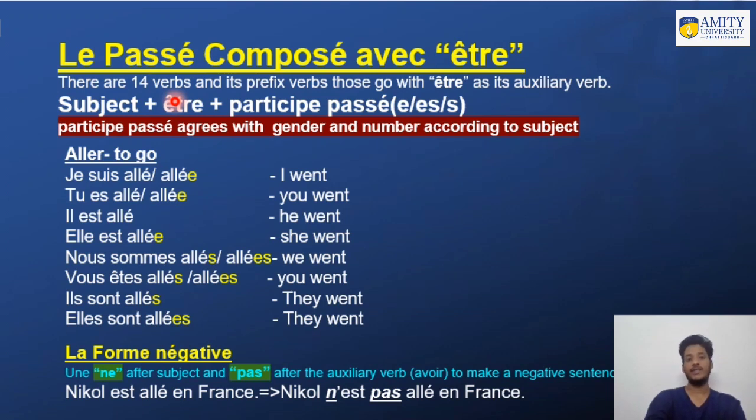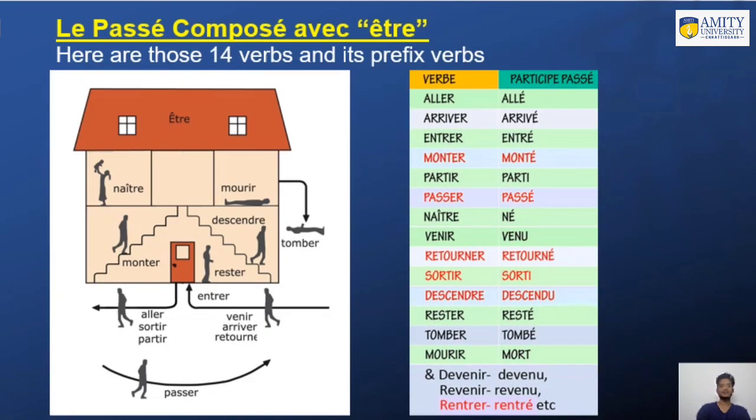I have told you in the beginning there are 14 verbs. Those verbs go with être. So what are those 14 verbs? On the next page you have to remember this picture so you can remember all the verbs. Whatever verbs are there, those verbs go with être.